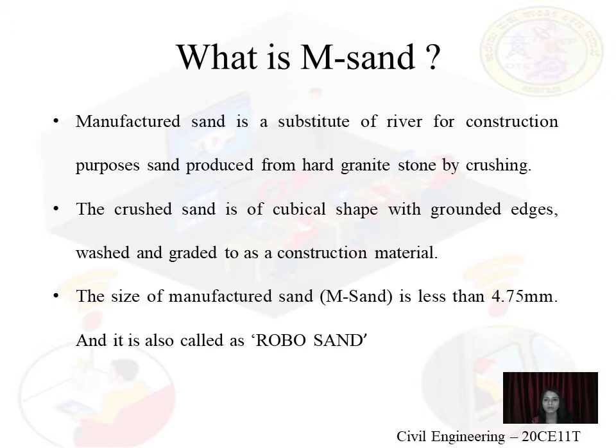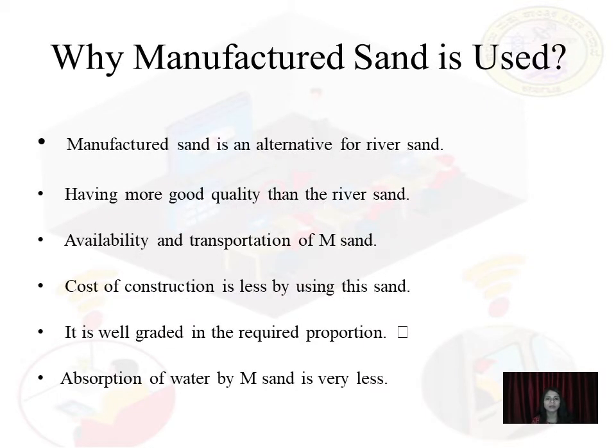Next, we'll move on to why this manufactured sand is used. Why not river sand? What are the advantages of manufactured sand? As I told, manufactured sand is an alternative for river sand.